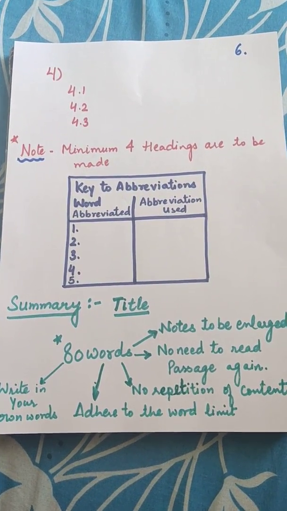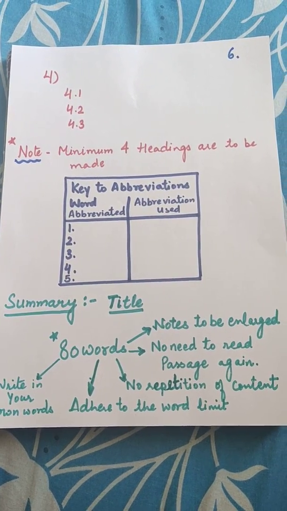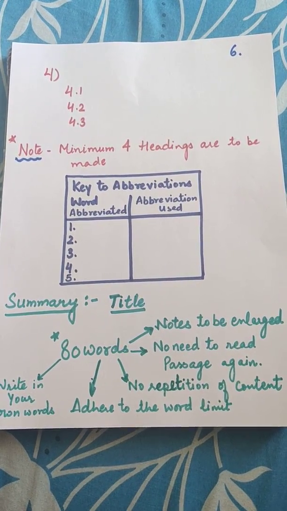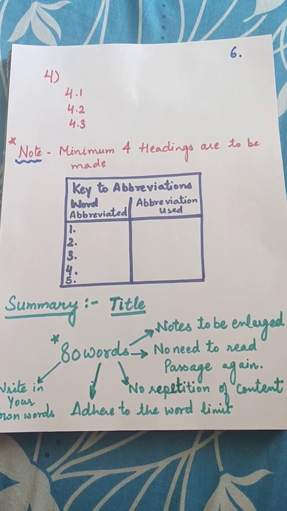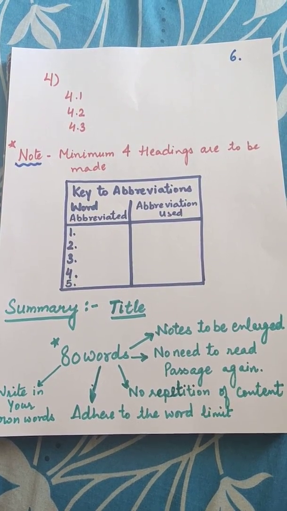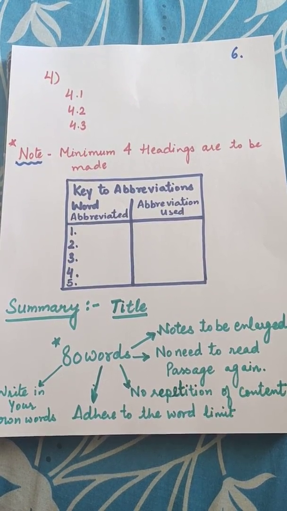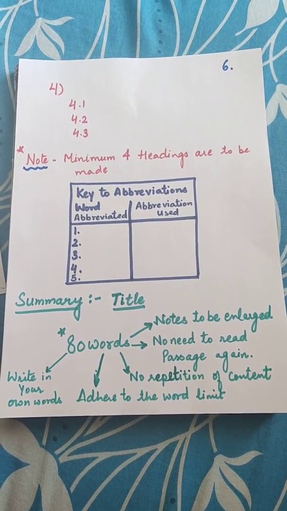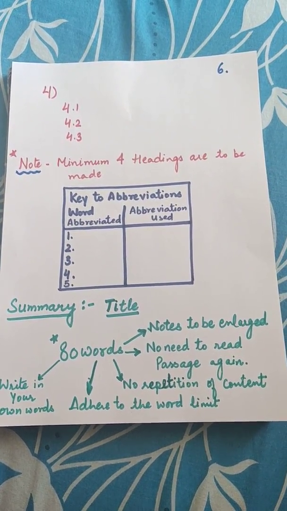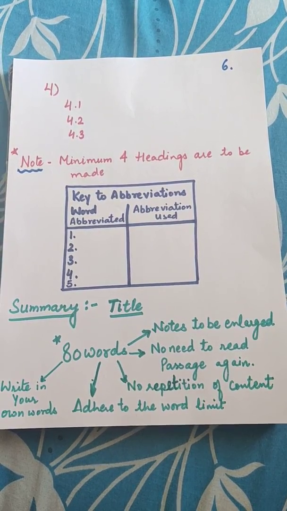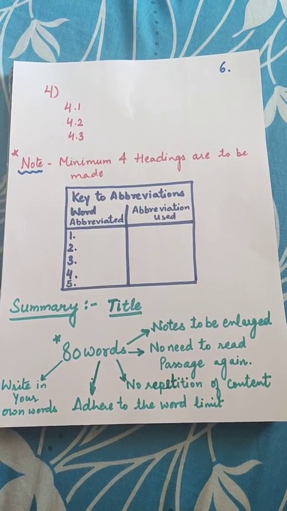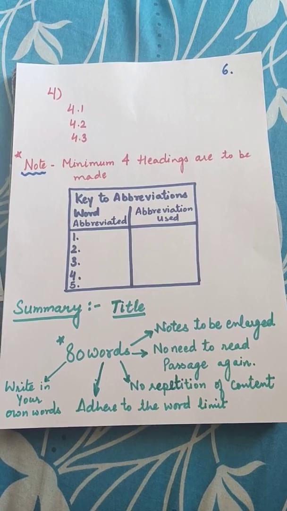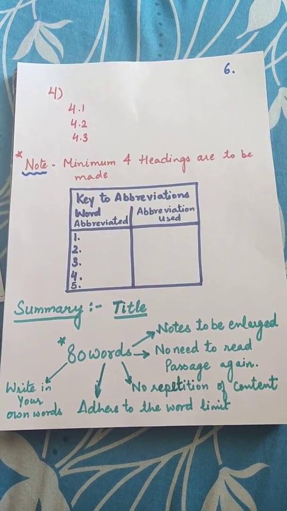Then key to abbreviations. As I've told you, a box is to be made. On one side, you are going to write the word abbreviated, and on the other, you are going to write the abbreviation that you have used for it. Finally, you write the summary. For the summary, you again provide a title. It can be the same one as you had given to the notes earlier, or it can be a different one.